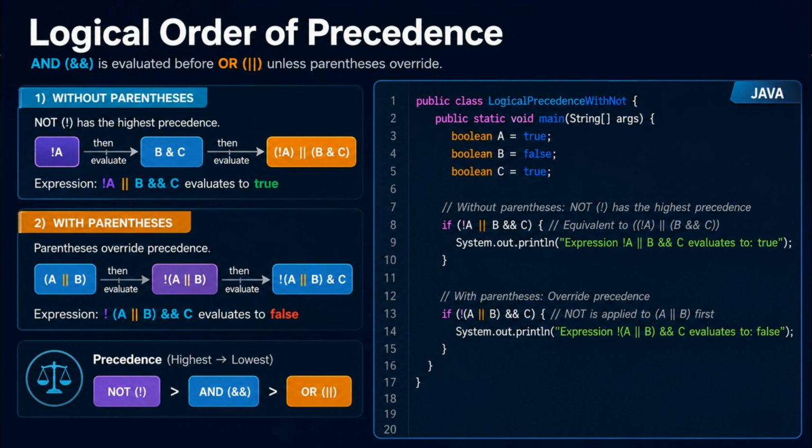Here's precedence demonstrated in Java, with A true, B false, and C true. Without parentheses, not A, evaluated first, gets OR'd with the result of B and C. Add parentheses around A or B instead, and not applies to that whole grouped expression before and C gets applied, producing a completely different result from the exact same three variables.